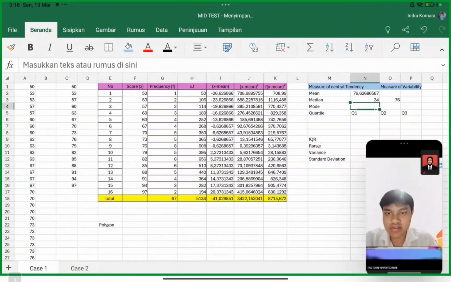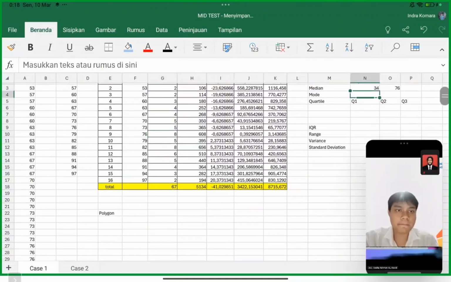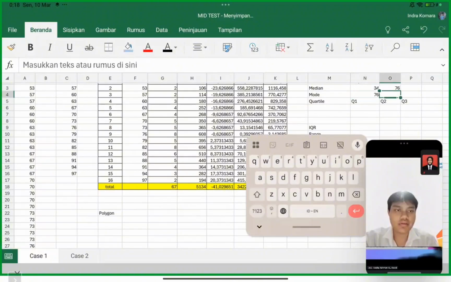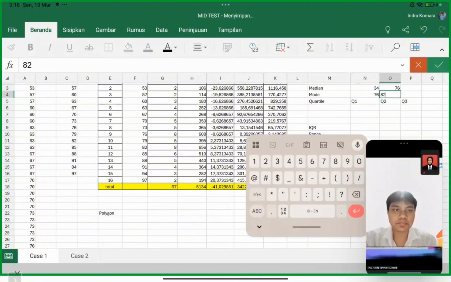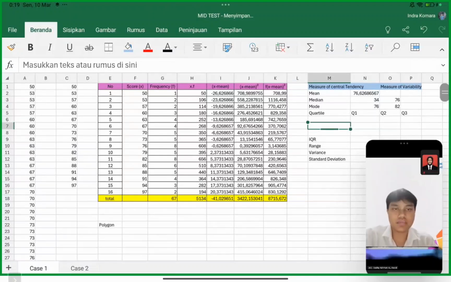Now we find the mode. The mode is the data with the highest frequency in this table. So we have two actually here, 76 and 82. Okay, 76 and 82. Right. Now we calculate the measure of variability, or quartile.